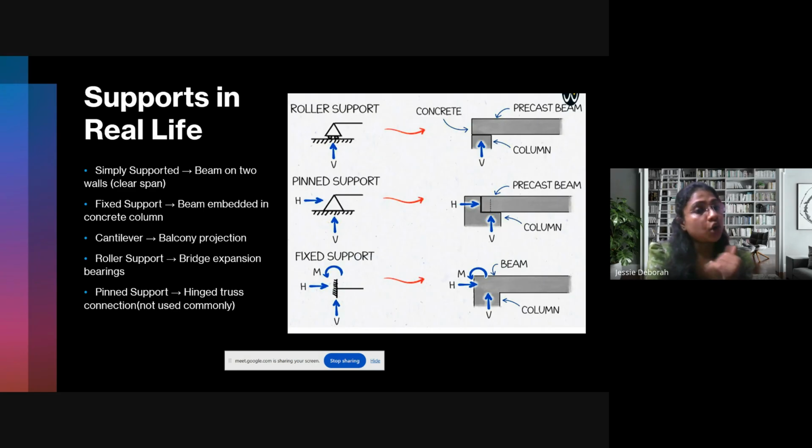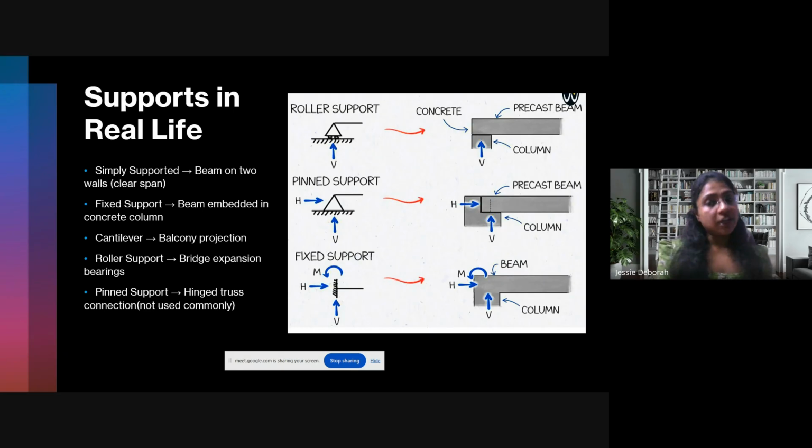If you see our normal construction, our weed house or whatever, the connection between your beam and column is going to be a fixed support, because you are going to connect your beam, your column rebar and also your slab together, so you're going to fix it. So in those conditions it is going to be a fixed support only.